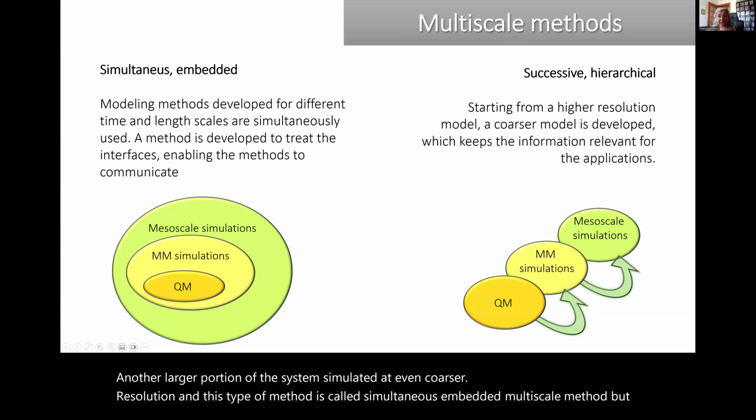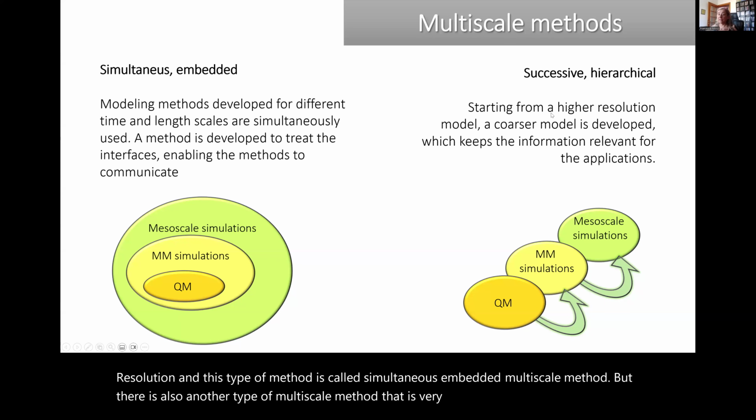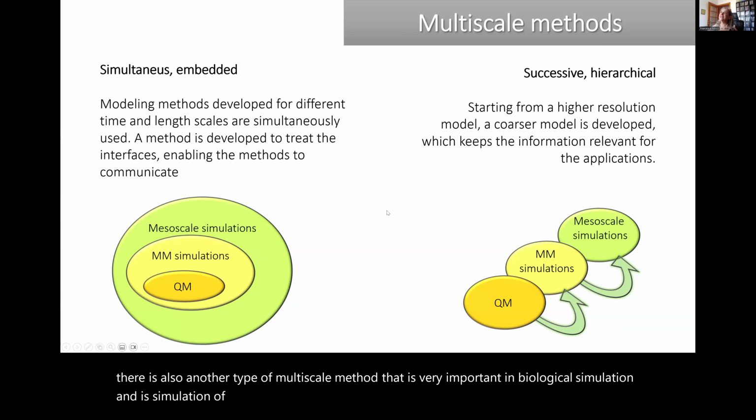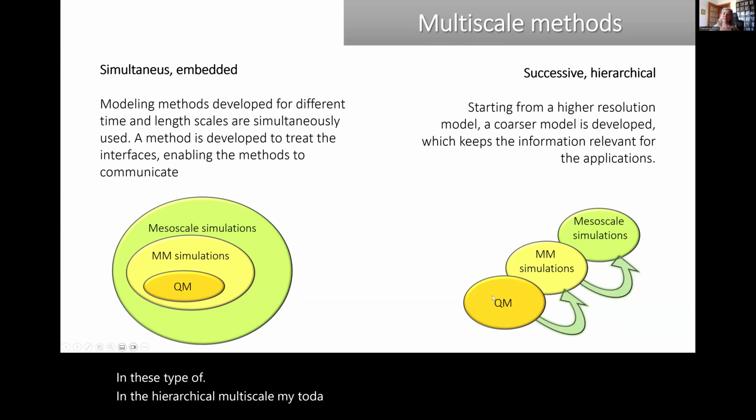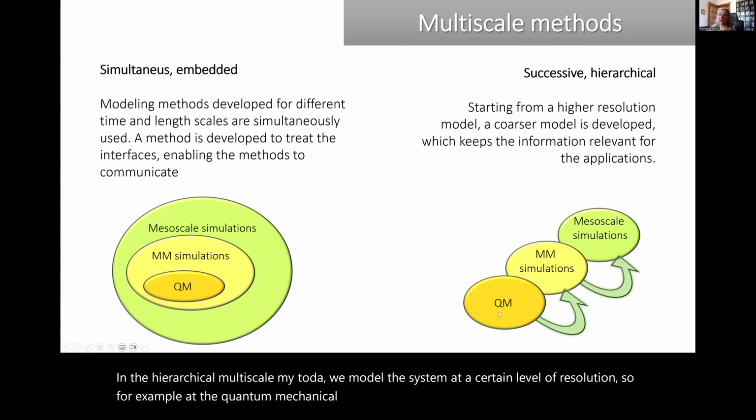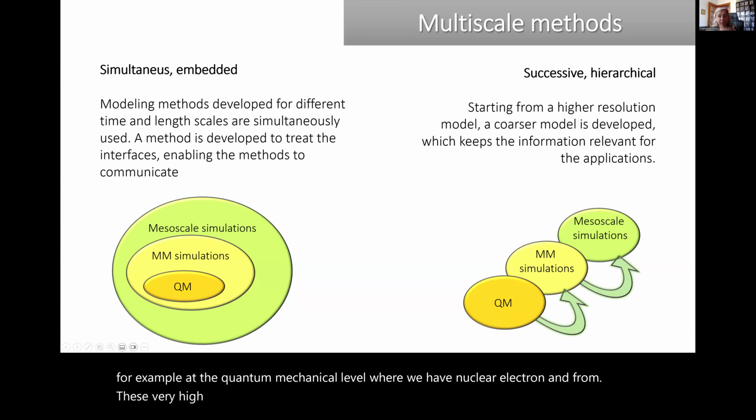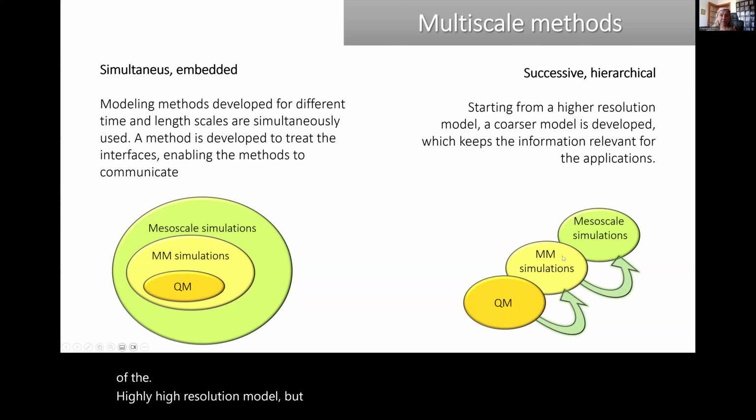But there is also another type of multiscale method that is very important in biological simulation and in simulation of DNA structure, and it is the hierarchical type of multiscale method. In the hierarchical multiscale method, we model the system at a certain level of resolution, for example, at the quantum mechanical level, where we have nuclei and electrons. From this very high resolution description, we develop a model that retains only certain features of the high resolution model, but reproduces selected properties as in the quantum mechanical method.